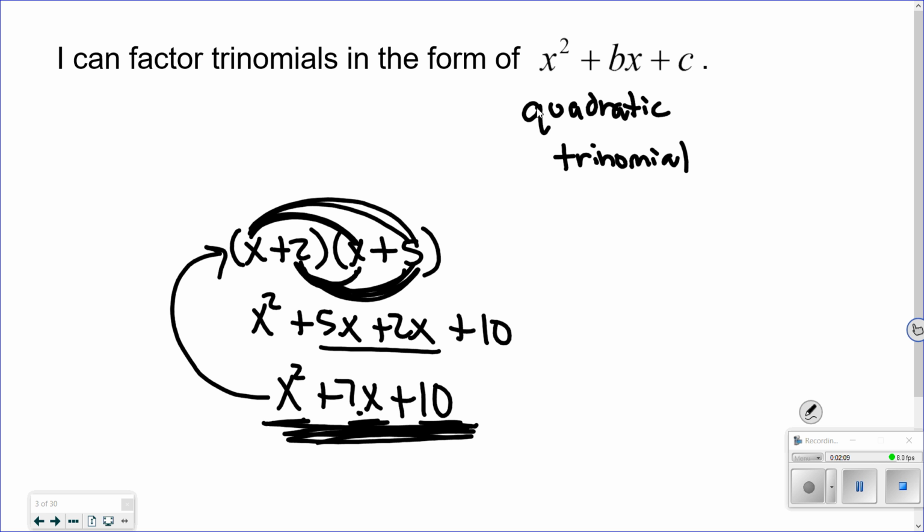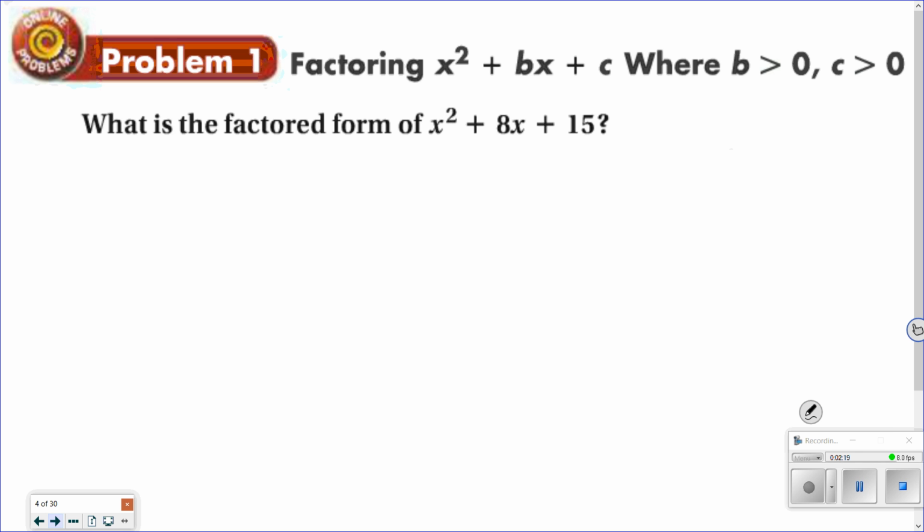So think about that. I'm going to go through and show you how to factor problems like this, quadratic trinomials. But really, we're just multiplying backwards, so you want to focus on what we did when we did multiplication. Okay, so I had this problem.